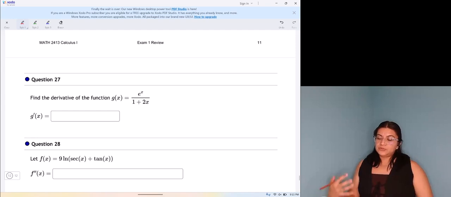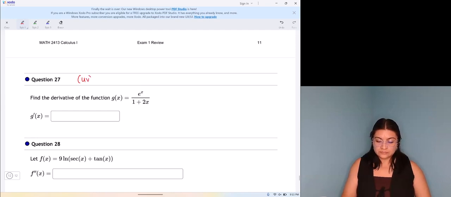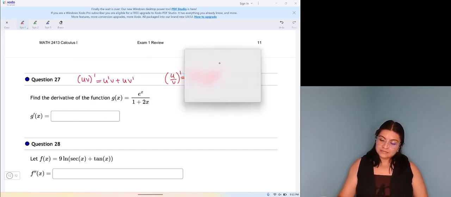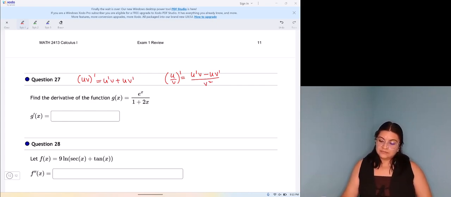We need to be able to identify when the function is going to use the product rule and when the function requires you to use the quotient rule. So in this case, it's asking for the derivative of g of x. And g of x is e to the x over 1 plus 2x. This is a u over v.